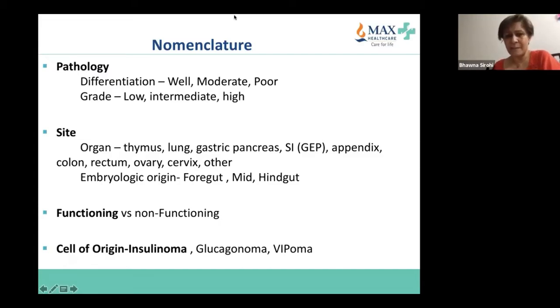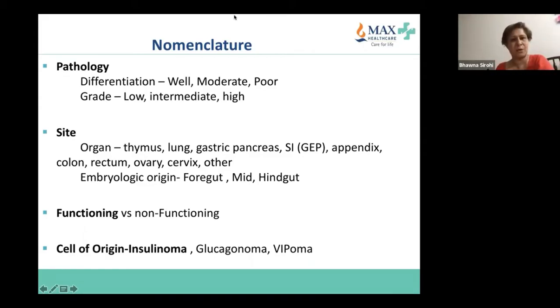Neuroendocrine tumors are also defined by the site that they originate from: lung carcinoids, you would have heard, thymic, gastric, pancreas, small intestine. That is the duodenum, jejunum, and ileum. The jejunal and ileal carcinoids are quite common, and all of these are labeled as gastroenteropancreatic carcinoids. And this is what we will discuss today.